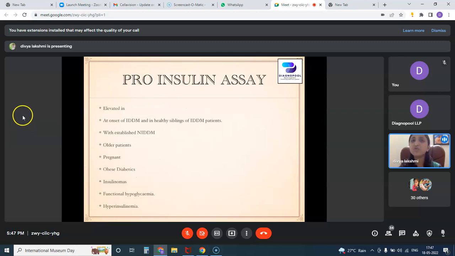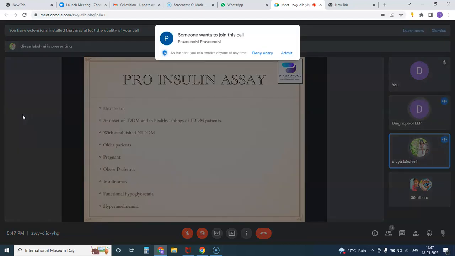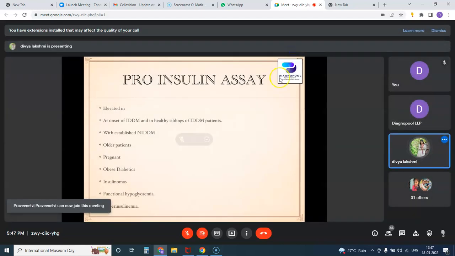So what is C-peptide? Once the pro-insulin is released from the beta cells, before converting into insulin, it will release the C-peptide. C-peptide is the most commonly done test to diagnose whether it is type 1 diabetes or type 2 diabetes.